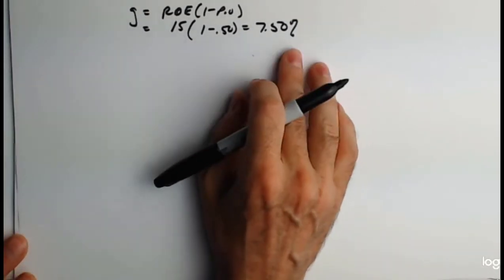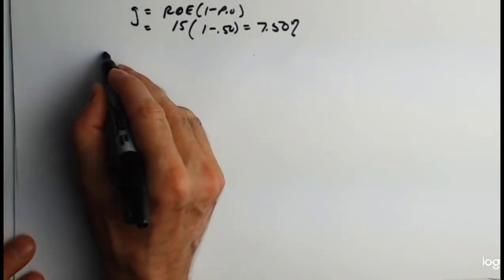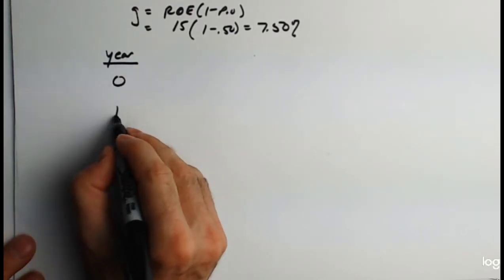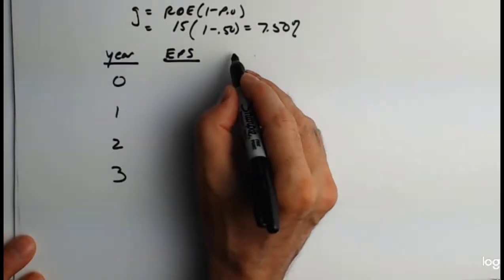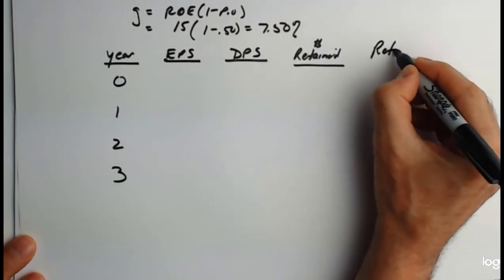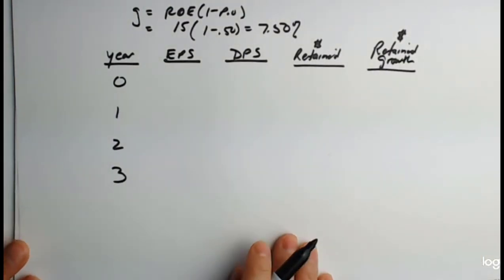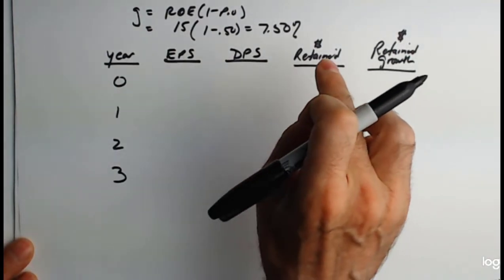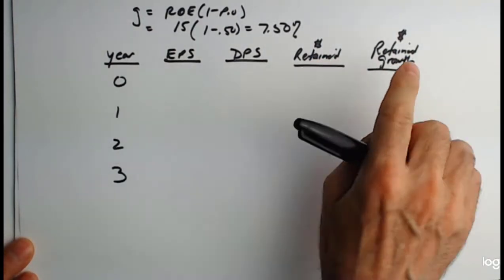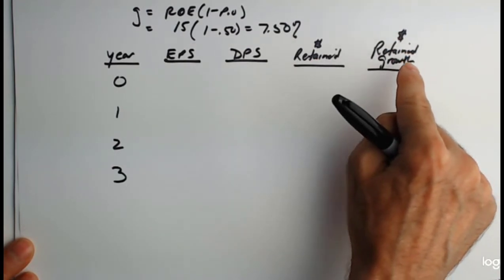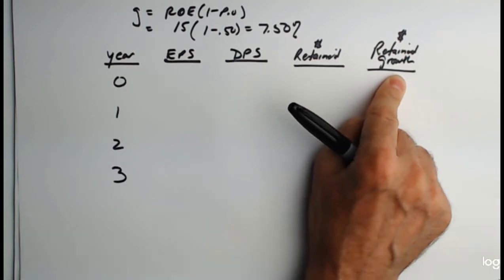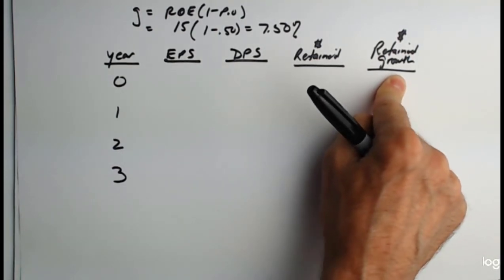Now what I want to do is show that. Let's see what happens. So here's what we're going to do. Let's build a table. Let's look at the intuition. Okay, so here's the table that I'm going to build out: earnings per share, dividends per share, dollars retained on a per share basis, and then the retained growth, how much the money that we've retained is growing by.